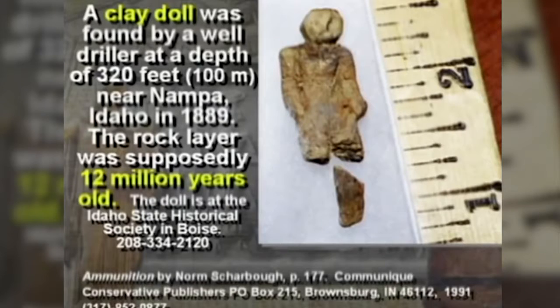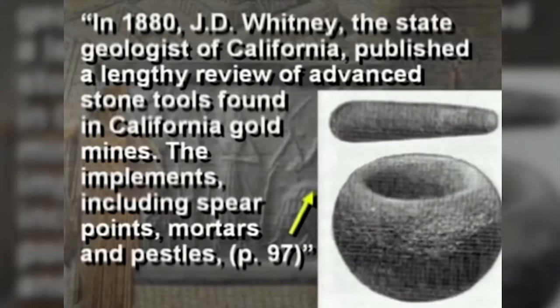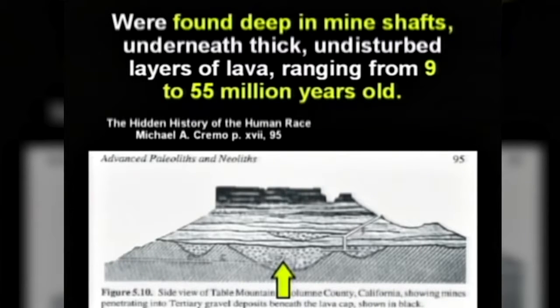Here I am in Nampa, Idaho, holding what's called the Nampa Image. A well driller found this little doll 320 feet down while he was drilling a well, probably a pre-flood doll. Advanced stone tools were found in a gold mine in California. They're digging in the middle of this mountain, digging a shaft back into a gravel pit under layers of lava supposed to be 55 million years old, and they find human tools in there.